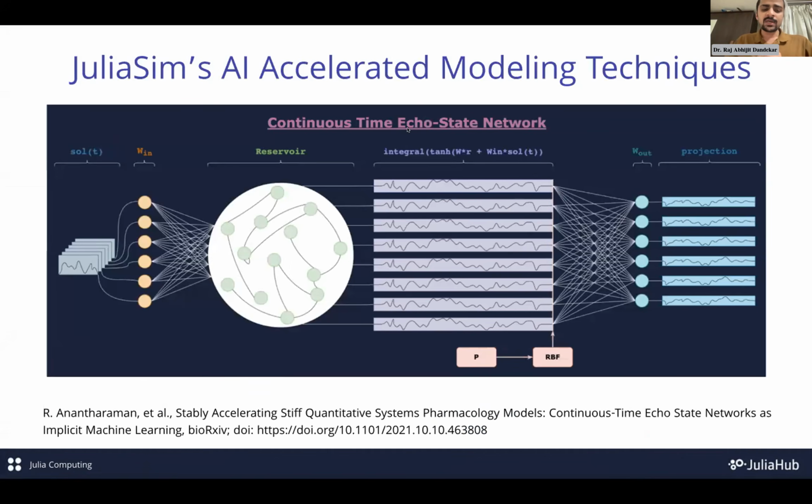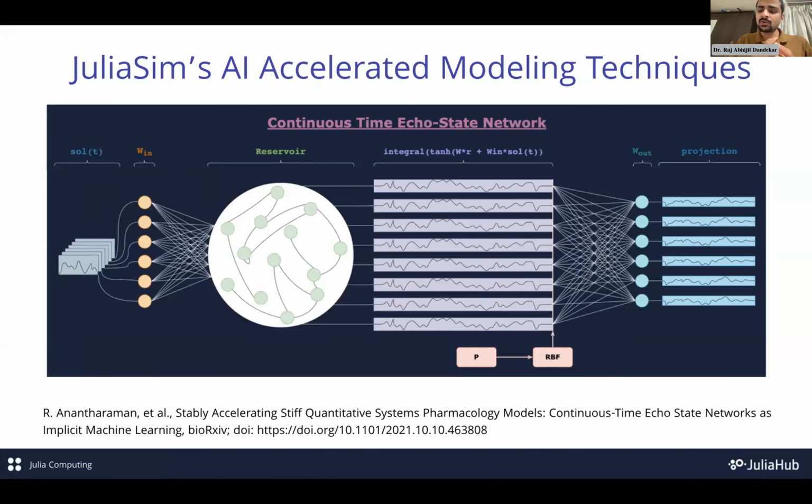Just to give a bit of an introduction of CTESN. Continuous time echo state networks can be used for generating surrogates of non-linear and stiff ODEs. A classic way to create surrogates for stiff systems is to just eliminate the stiffness using problem-specific transformations. But the CTESN technique is generally applicable without any user-specific interventions.